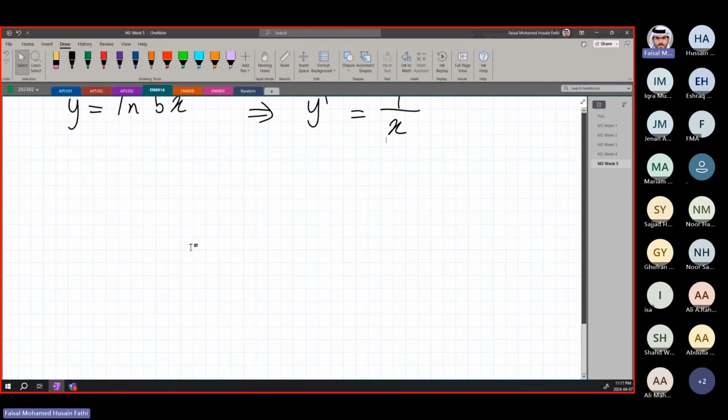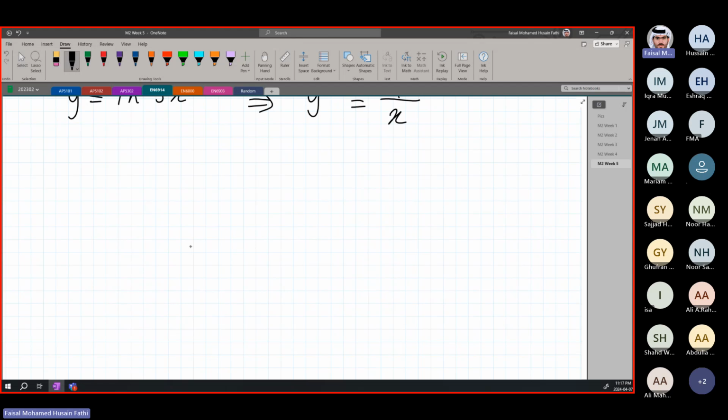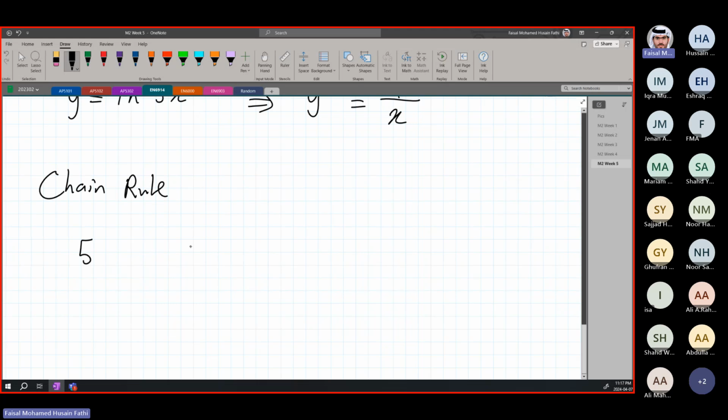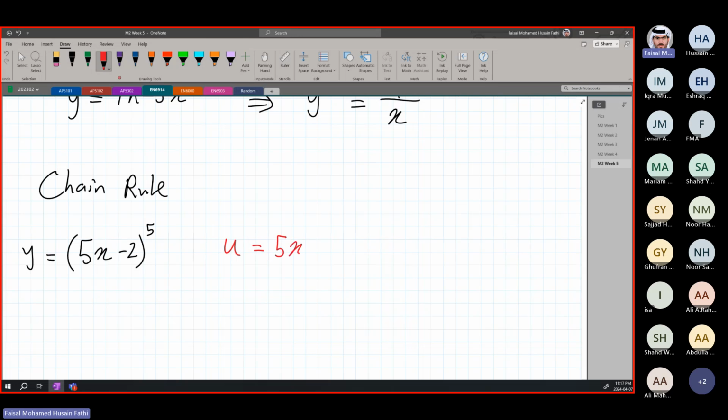What else do we have? The chain rule. The chain rule is used when we have a function within a function. It's easiest to explain this with an example. For example, we have 5x minus 2 to the power of 5. This is y equal to. Here we use the chain rule. What was the chain rule? We use u is equal to 5x minus 2.